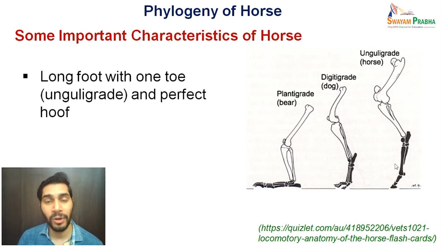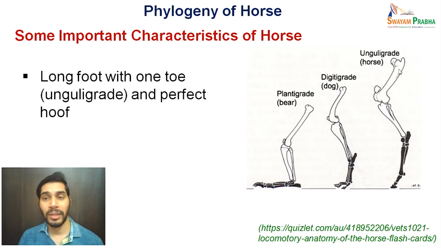Whereas in horse, it is still lesser. Only the tip portion, which we call the hoof, is touching the ground; everything else is above the ground. Where the whole foot is touching the ground is called plantigrade. When only this part touches, it is called digitigrade. Only the tip is called unguligrade.